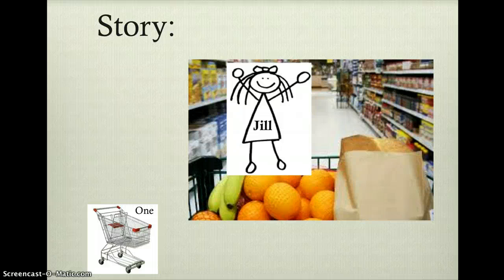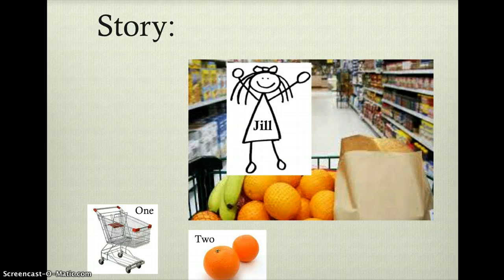Jill bought 2 oranges. How many oranges did Jill buy? Jill bought 2 oranges. Great job. Next, Jill bought 3 bananas. How many bananas did Jill buy? Jill bought 3 bananas. Great job.